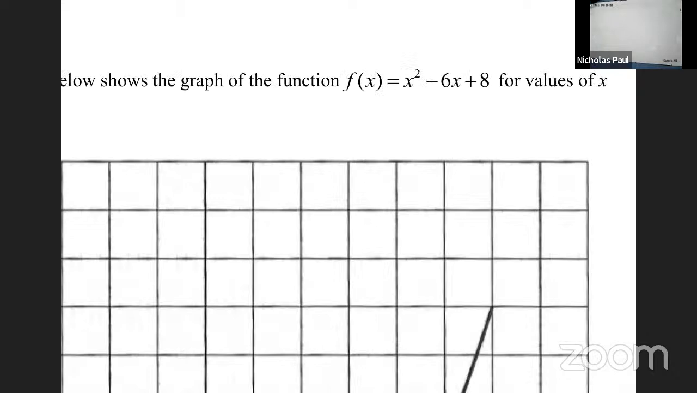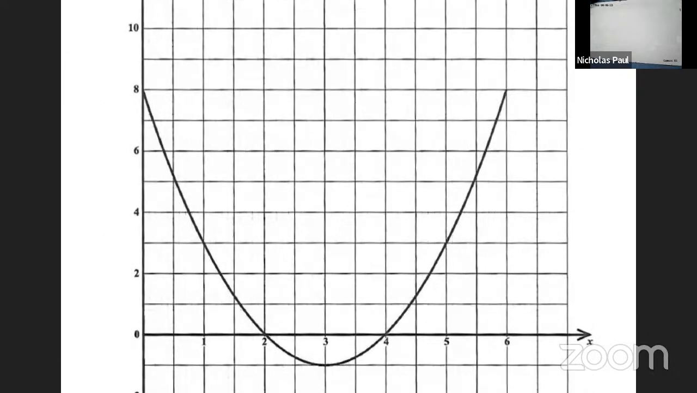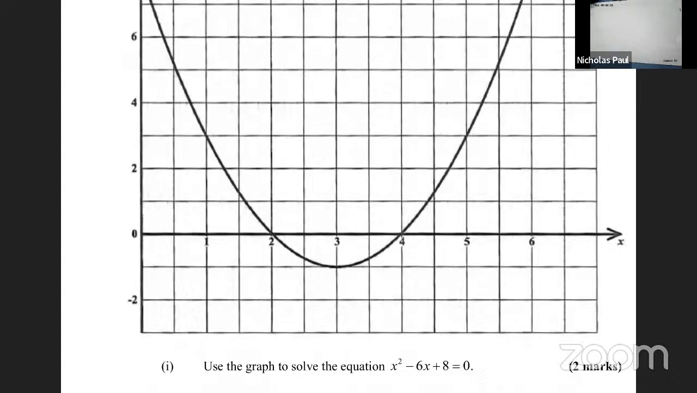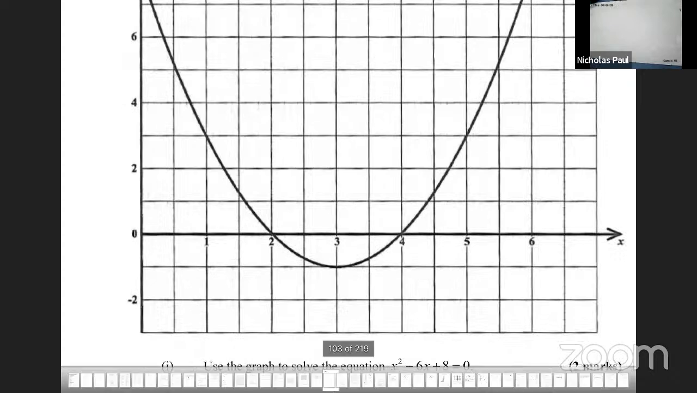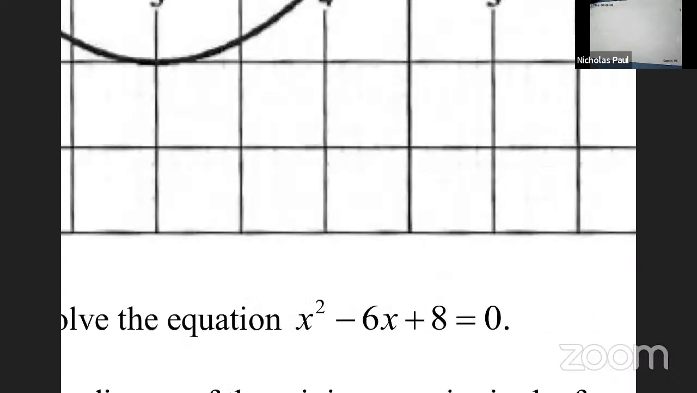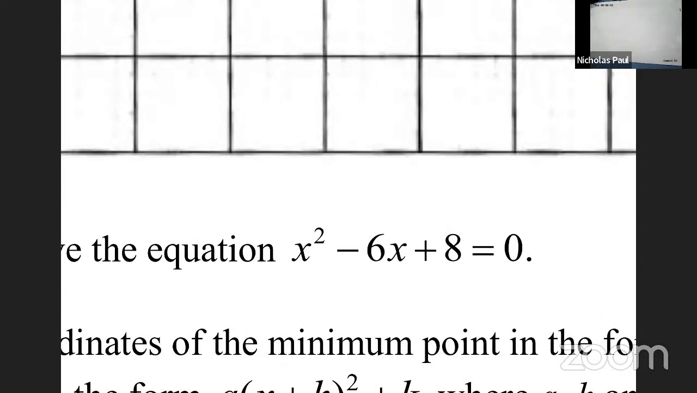So watch here. You're seeing that? Right. So that's what they give you. And now they're going to ask you a few questions based on that graph. Okay, so I'll just keep going up and down, right? Part 1. Use the graph to solve x squared minus 6x plus 8 is 0.